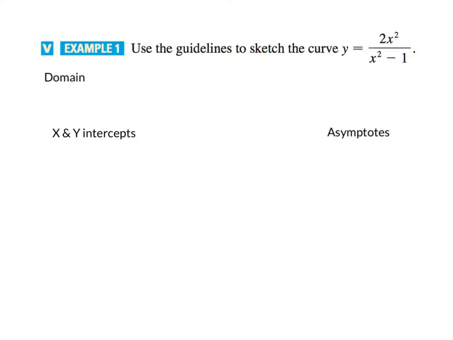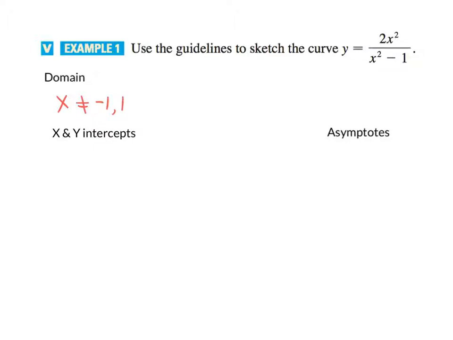So here in example 1, we're going to use those steps that I just went over to sketch the curve y is equal to 2x squared divided by x squared minus 1. So when I look at this domain, I instantly see that x is not allowed to be equal to positive 1 or negative 1. So here I'm just going to write that x cannot be 1 and cannot be negative 1.